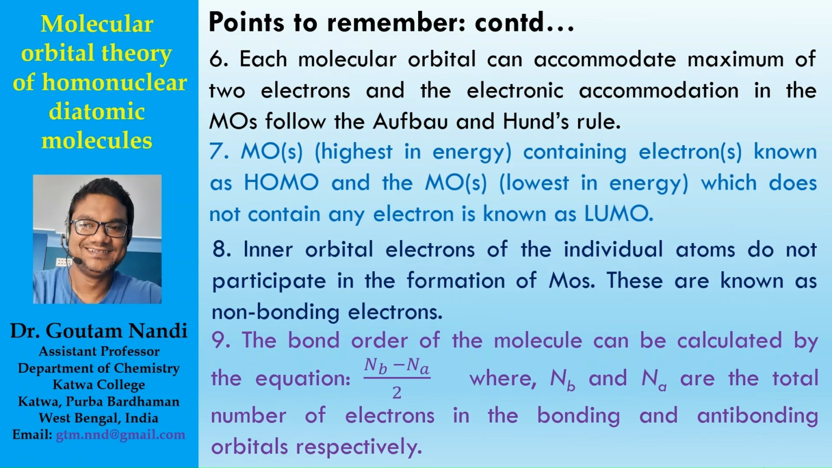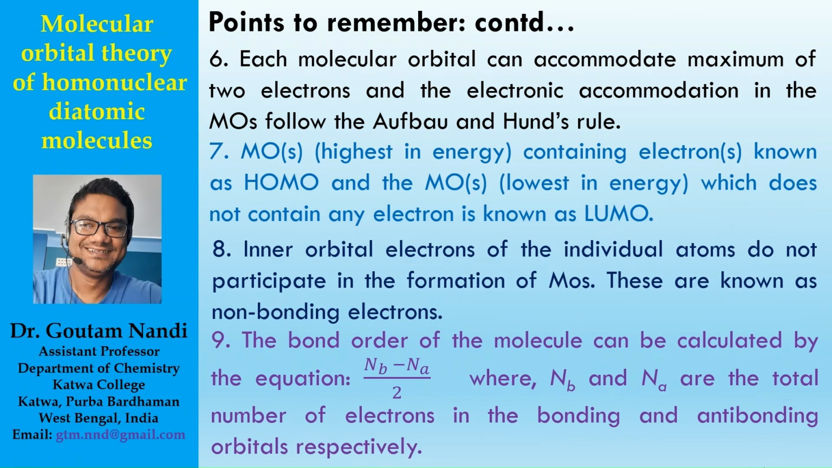Here you can see one equation is given, that is (Nb minus Na) by 2, which is equal to the bond order of the molecule, where Nb is the number of total electrons in the bonding molecular orbitals and Na is the number of total electrons in the antibonding molecular orbitals. How we can get Nb and Na, that I will show in the respective examples.